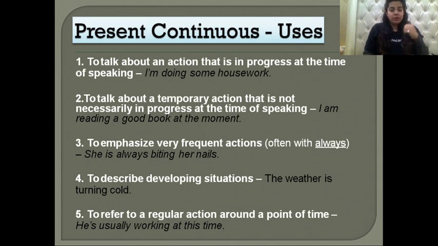Number four, to describe developing situations. The weather is turning cold, and it actually is turning cold. So if I'm saying, oh my god, my hands are turning cold because of this cold weather, so it is present continuous tense. So I am using it to describe some situation which is developing. For example, you came home late and you thought, my father is getting angry now. So it means that is a situation which is developing.